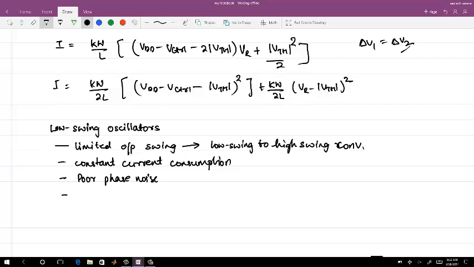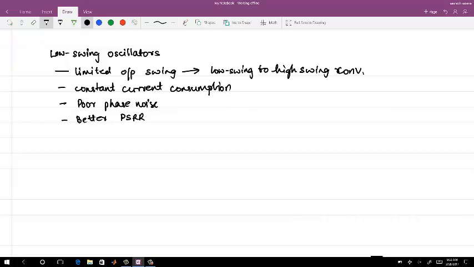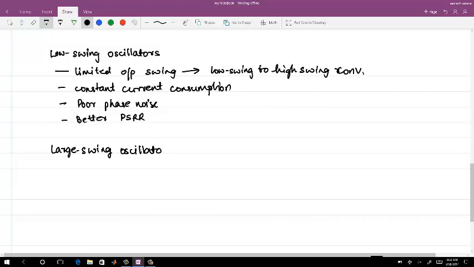But in case you are using a differential cell, then you will have a better PSRR, power supply rejection ratio. And your tuning range is limited by the nonlinear resistors and others. Anything else in these low swing oscillators? Okay, so we will see how the large swing oscillators work, and try to see what the pros and cons are for them once we have seen the low swing oscillators.